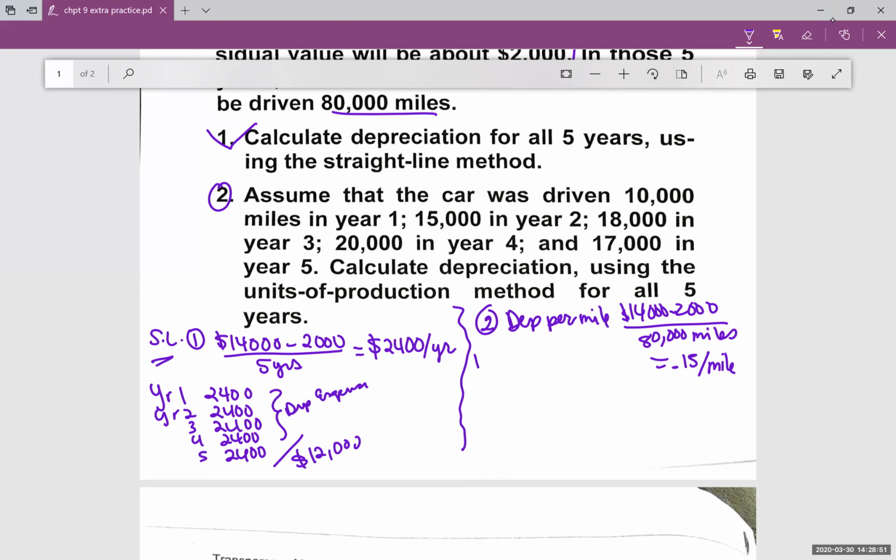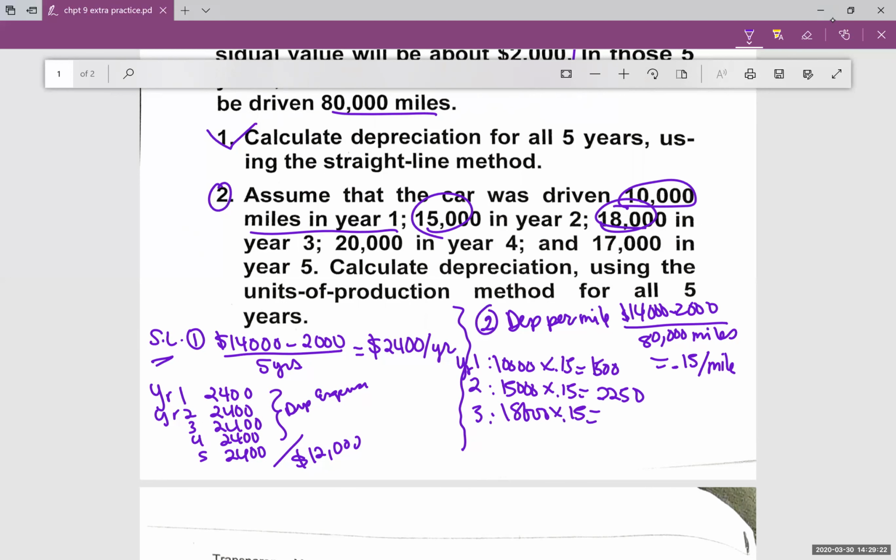Then, in each year, you take the number of miles driven times the 15 cents to get your depreciation expense. So the first one is 1,500. Year 2, 15,000 times 15 cents is $2,250. Year 3, 18,000 miles driven times 15 cents is $2,700.